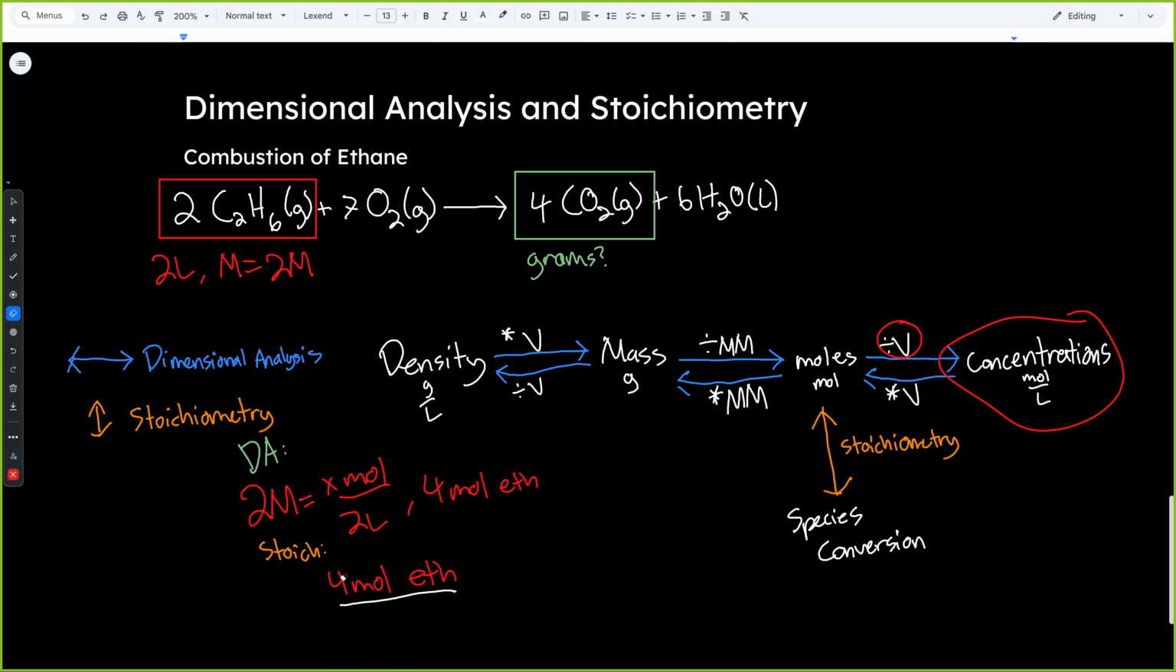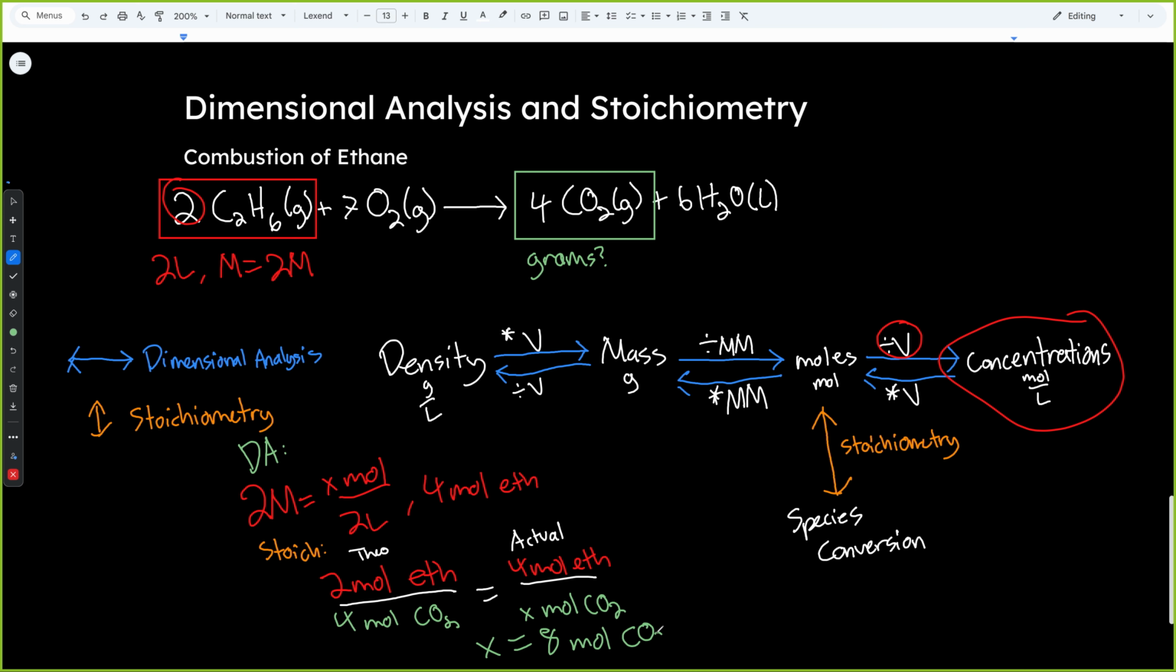The typical ratio is 2 to 4. Let me write that first. We have the theoretical on the left and the actual on the right. So the theoretical is 2, this 2 right here, to 4. What we are actually given is 4 moles of ethane, and we're trying to solve for how many moles of carbon dioxide that's going to produce. And that is going to be equal to 8 moles of CO2 produced.